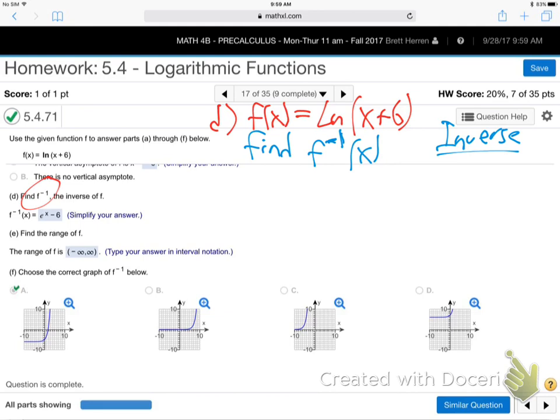I'm hearing crickets. y equals ln x plus 6. Sure, make it y. Invert x and y, right? That's what inverse function means. x and y have traded roles. Domain and range have switched. Inputs and outputs have switched. Invert x and y, solve for y. Remember, those are the two simple steps?